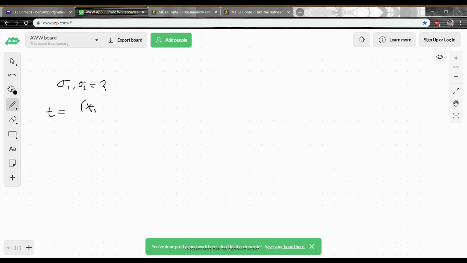So the equation for that is going to be our test statistic t equals x1 bar minus x2 bar. Now we'll subtract from that mu1 minus mu2, but we know that's going to be 0 anyway, so we're not going to write it. And that's going to be over our new sample standard deviation of S1 squared over N1 plus S2 squared over N2.